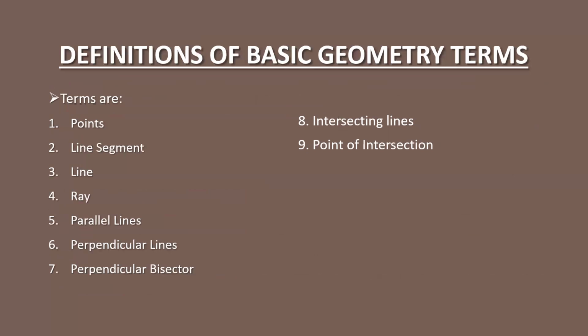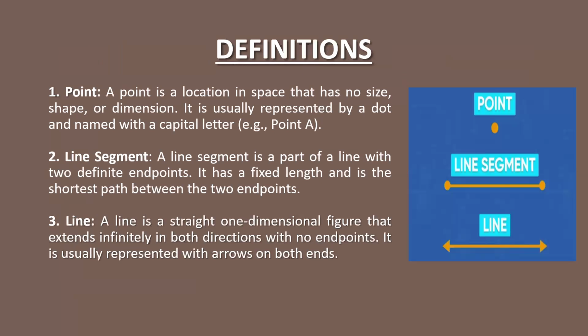Then come the definitions of basic geometric terms, which we're going to see in the upcoming slides. The terms are point, line segment, line, ray, parallel lines, perpendicular bisector, intersecting lines, and point of intersection. So here come the definitions. First is the point. A point is a location in space that has no size, shape, or dimension. It is usually represented by a dot and named with a capital letter.